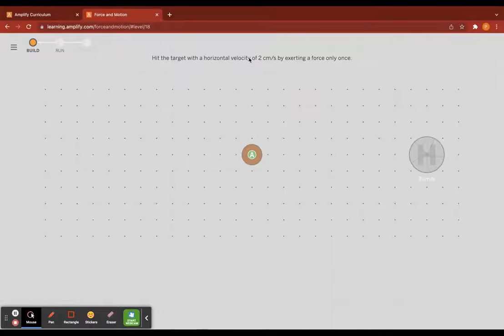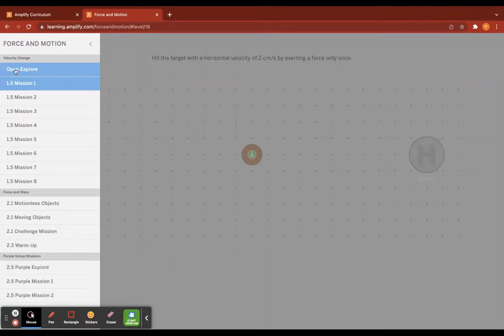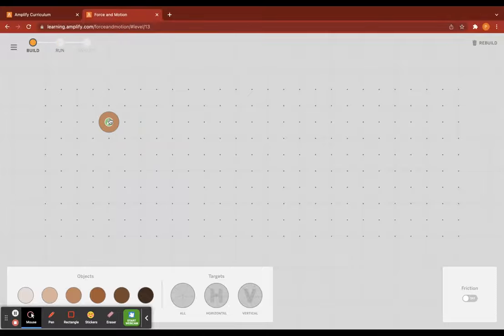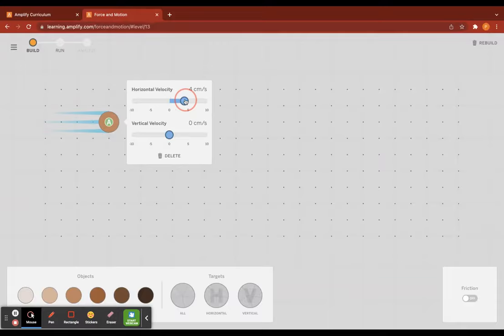Hit the target with a velocity of 2 centimeters per second. That's a positive 2. Remember, your horizontal velocity could be positive, which means it's going to go to the right, or it can be negative, which means it's going to go to the left. If we were to look at vertical velocity, positive means going up, and negative means going down. We're not going to worry about vertical velocity for right now.